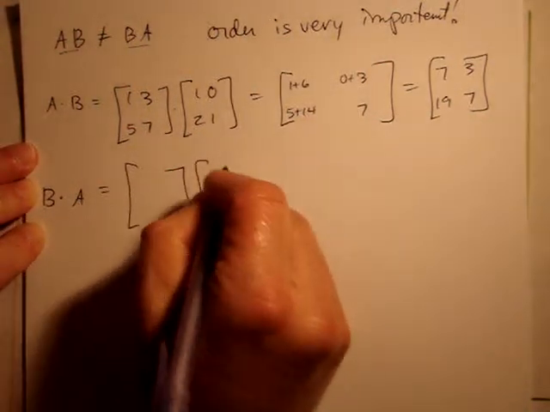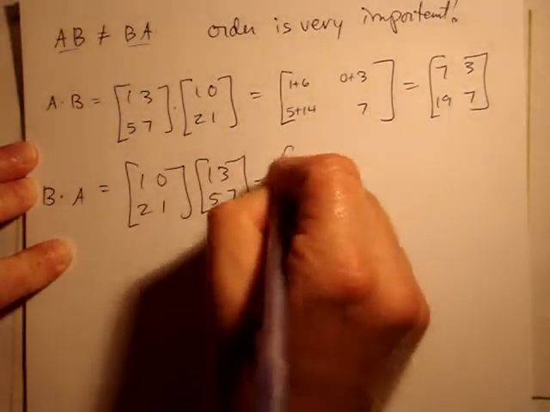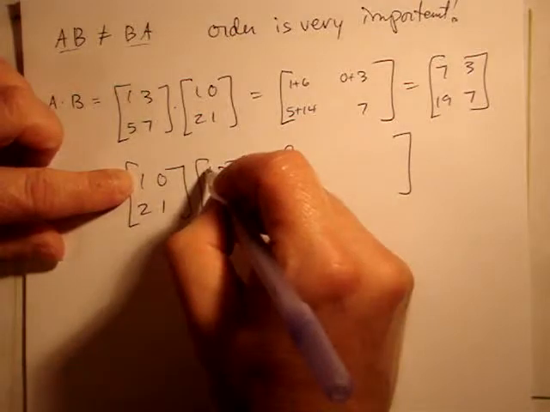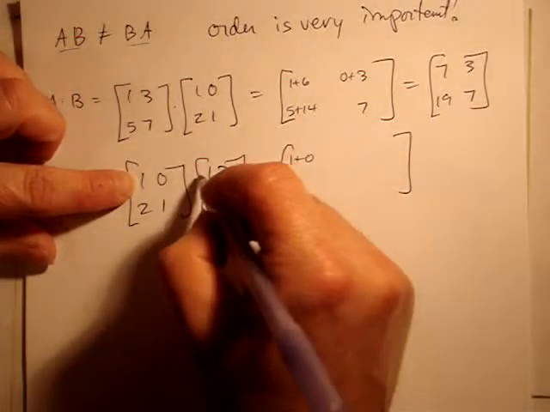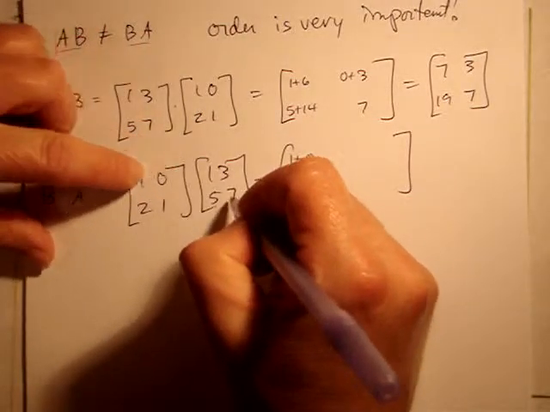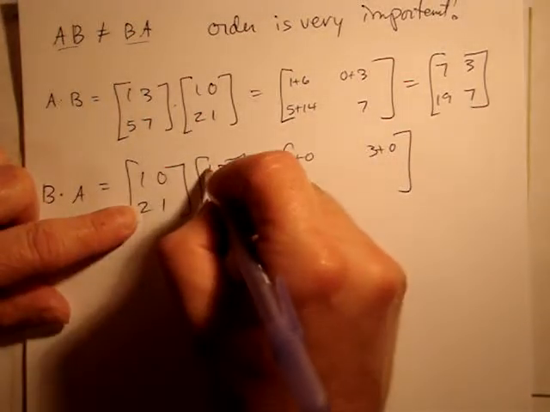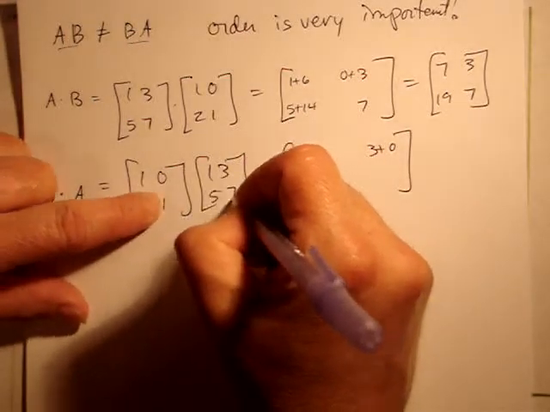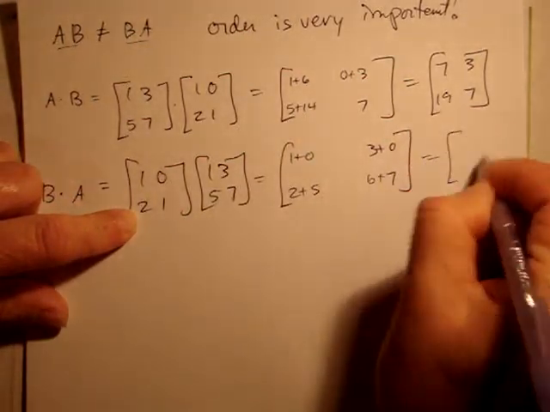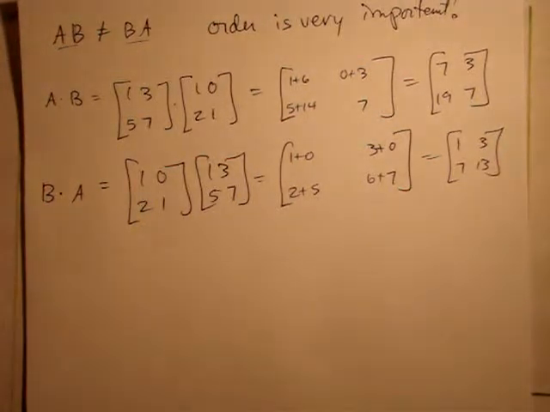And like that, let's try B times A. Same two matrices, just the other order, just to check this out. Okay, so 1 plus 0, and then the second element is 3 plus 0. Bottom row 2 plus 5, and then the last element 6 plus 7. And so we get nothing like what we had before. Okay, so hopefully that proves to you that nope, they are not equal to each other.